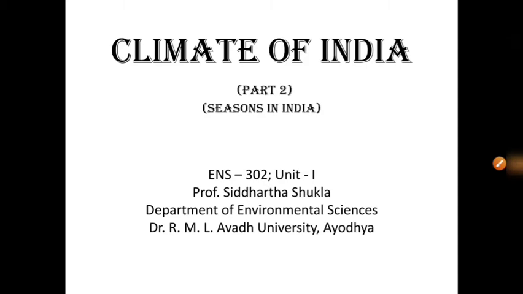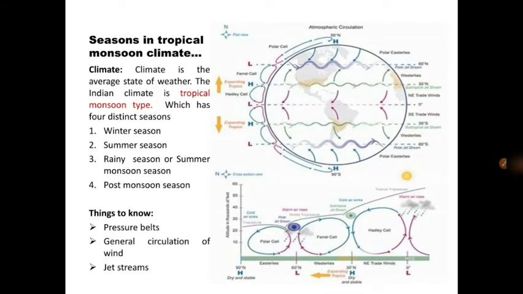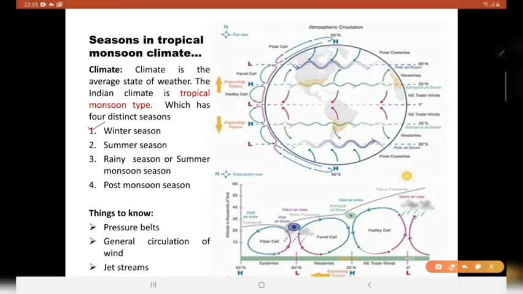Today I shall discuss the climate of India, and in this I will cover various seasons in the Indian subcontinent. The climate of the Indian subcontinent is of tropical monsoon type, which has four distinct seasons, that is winter, summer, rainy and post monsoon. But before going through these seasons, we should know about pressure belts, general atmospheric circulation of wind and jet streams.